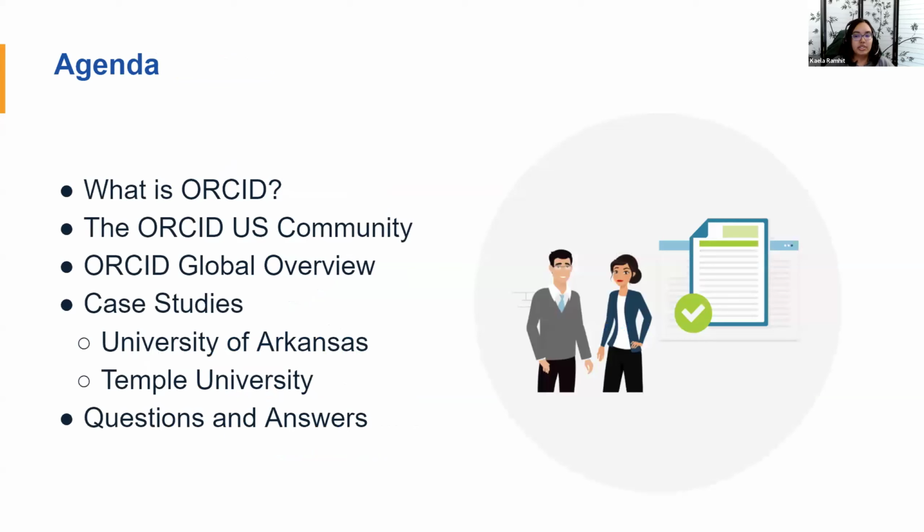So I'll also go over the agenda for today. We'll start by talking about ORCID. What is ORCID? The three different parts of ORCID, and then we'll go into what the ORCID US community is, about the community's goals, and about ORCID adoption. And then we'll talk about ORCID globally, and we'll talk about some new features ORCID has implemented this year. Then we'll hear from our guest speakers, first the University of Arkansas, and then Temple University, and lastly, we'll have time at the end for questions and answers.